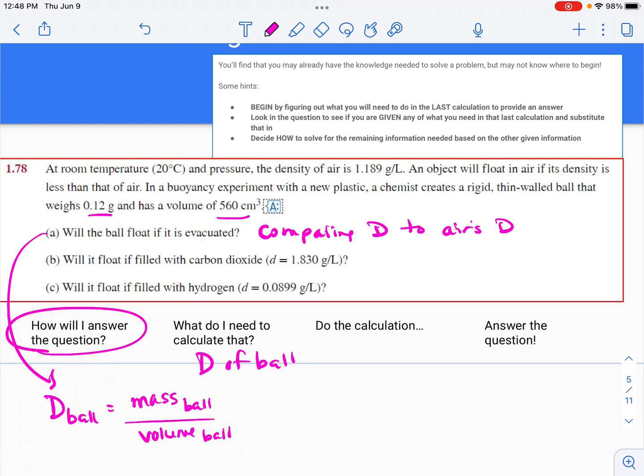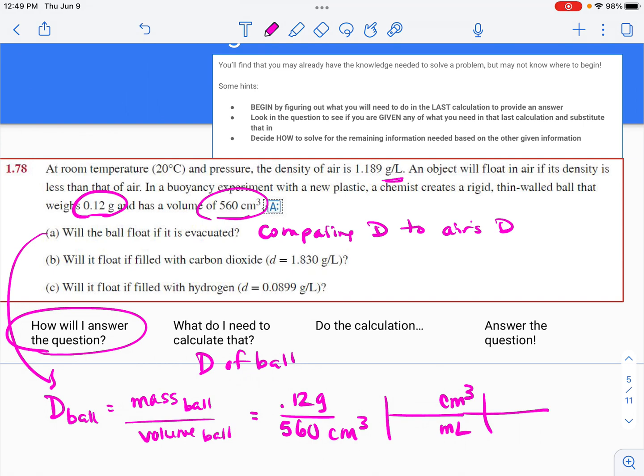So we're going to see what we know. So we go back to the question, and we know both of these right away. We know that the mass of the ball is 0.12 grams, and we know that the volume of the ball is 560 cubic centimeters. However, I need to notice that if I'm going to compare this to air's density, that is in grams per liter. So I need to go ahead and change these cubic centimeters to liters. So I think of it this way, that 1 cubic centimeter is 1 milliliter. You should already have this in your equalities from what you've written down.